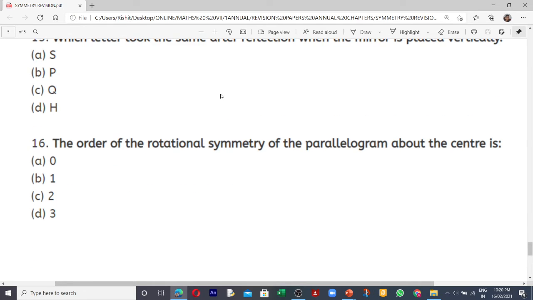Now next, the order of rotational symmetry of a parallelogram about the center is. What is the rotational symmetry of a parallelogram? Is it 0, 1, 2 or 3? How many times it appears the same if you rotate it. This is called rotational symmetry.